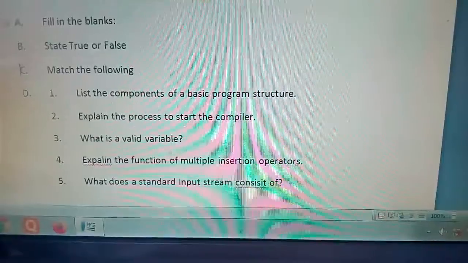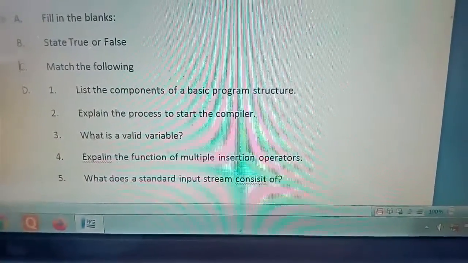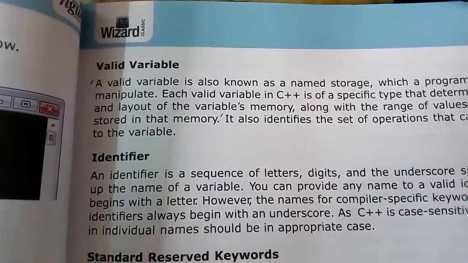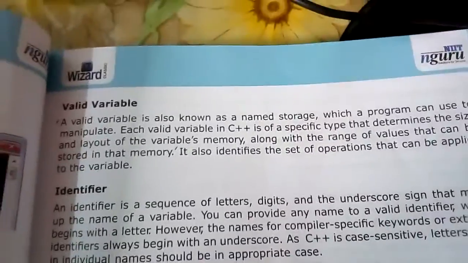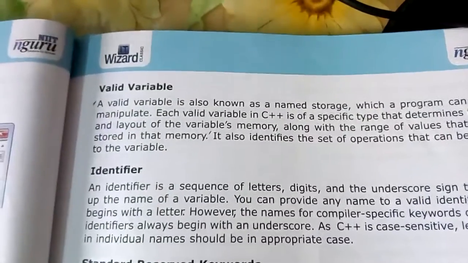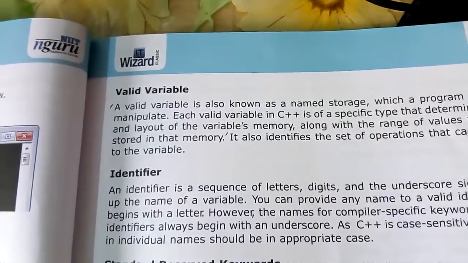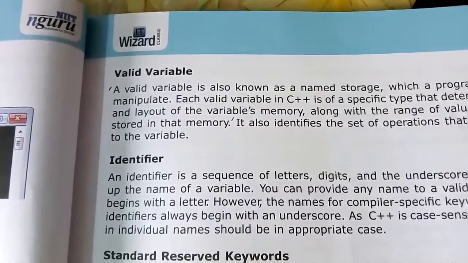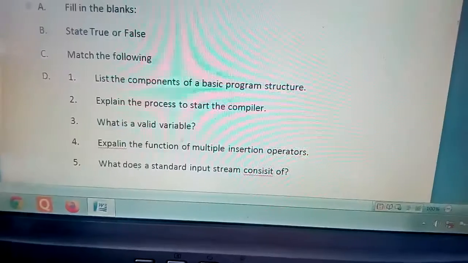Next question is, what is a valid variable? A valid variable is also known as a named storage, which a program can use to manipulate. Each valid variable in C++ is of a specific type that determines the size and layout of the variable's memory, along with the range of values that can be stored in that memory. Okay, up to here you have to write.